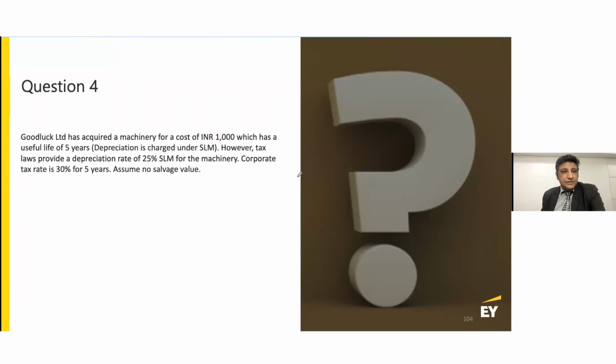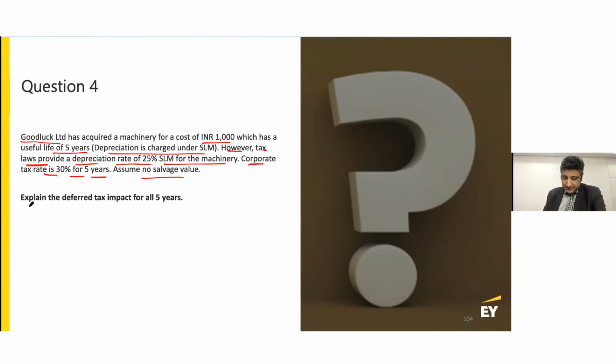We are provided the information which says Good Luck Limited has acquired a machinery for a cost of 1,000, which has a useful life of 5 years, and depreciation is charged under the straight line method. However, the tax laws provide a depreciation rate of 25%, which is again straight line, for the machinery. The corporate tax is 30% for 5 years. Assume no salvage value. The requirement of the question is to explain the deferred tax impact for all these 5 years.